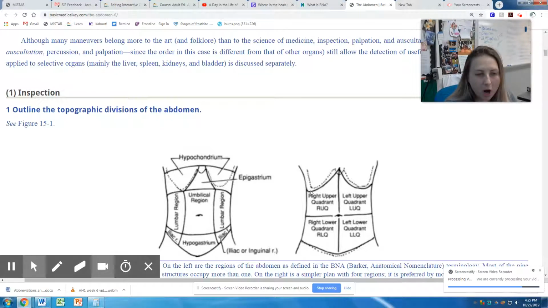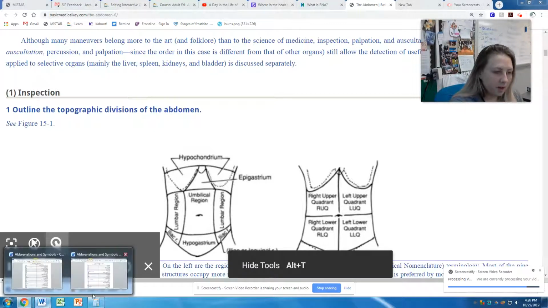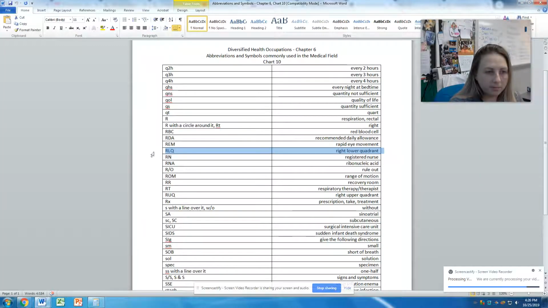We're also going to talk about RUQ, which is right upper quadrant. That houses like your liver and part of your stomach, part of your small intestine, part of your large intestine. Kind of a big deal. Big area. All right. I guess they're all a big deal.